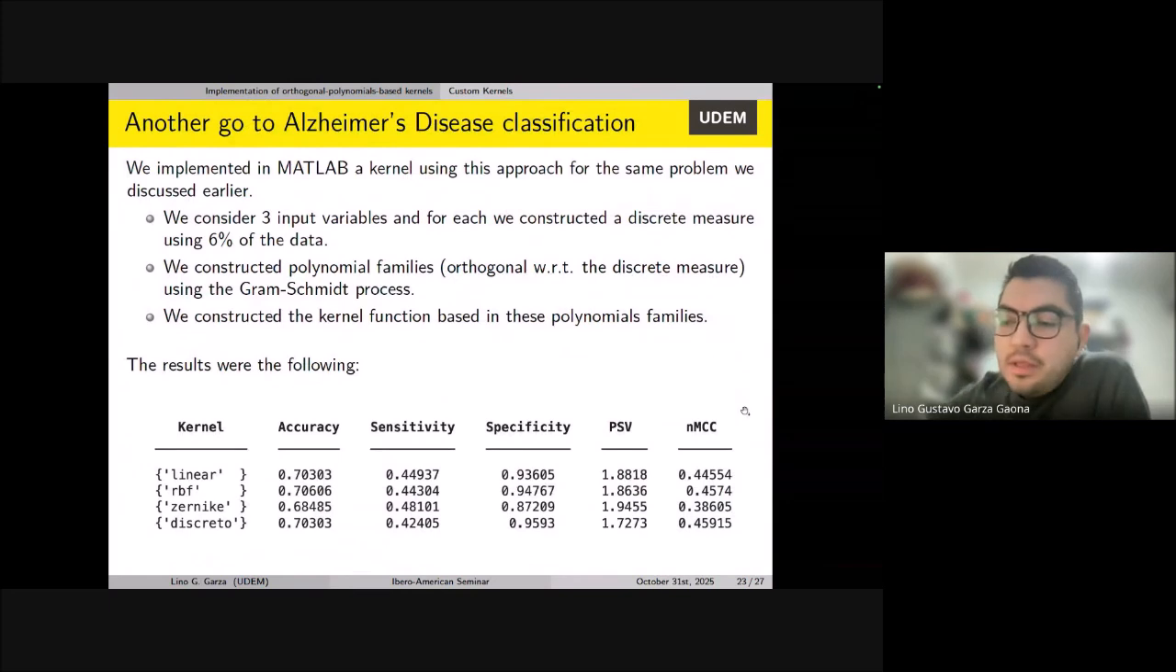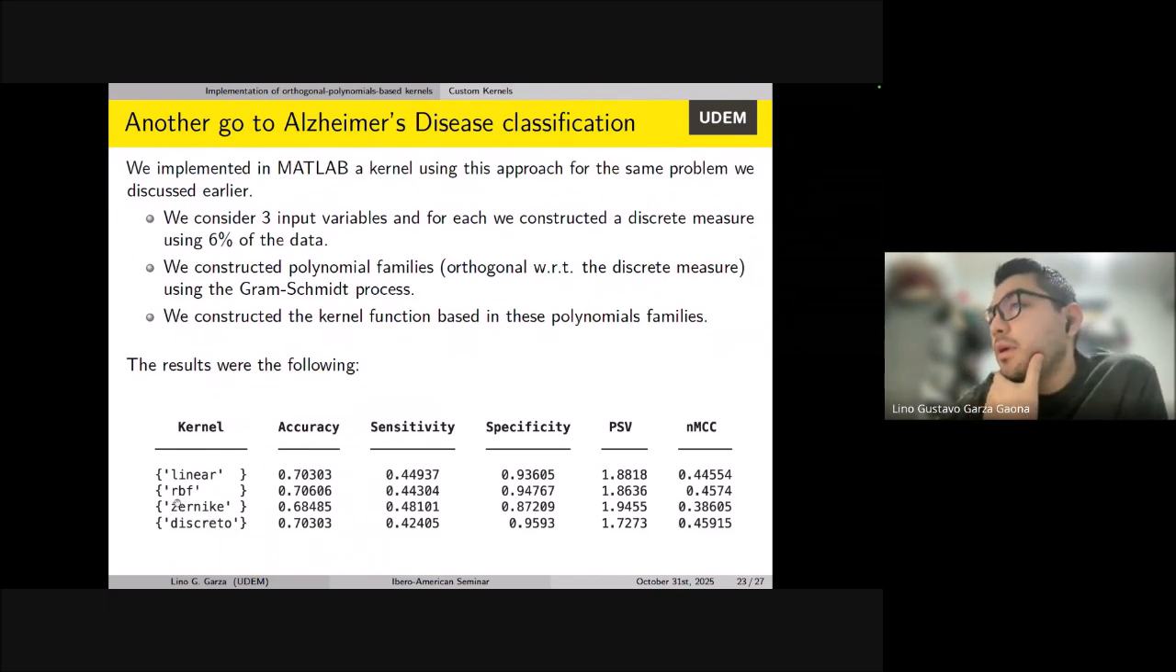Also, we use this approach to study again this Alzheimer's disease classification I told you about. Now, in this case, we take 6% of our data. Like I said, we had 3 features, and we constructed a polynomial family for each feature, and with those polynomials, we construct the kernel. And we run the algorithm again.